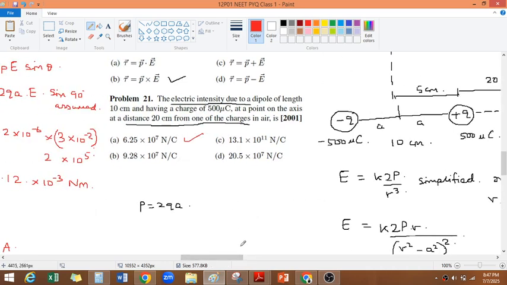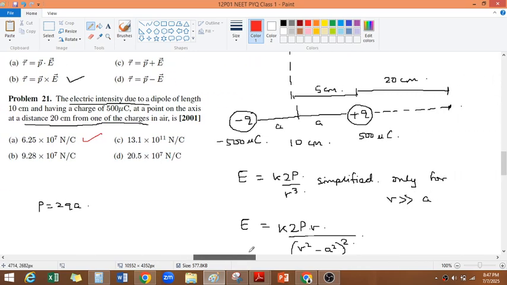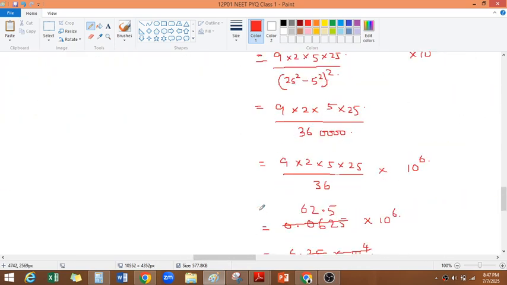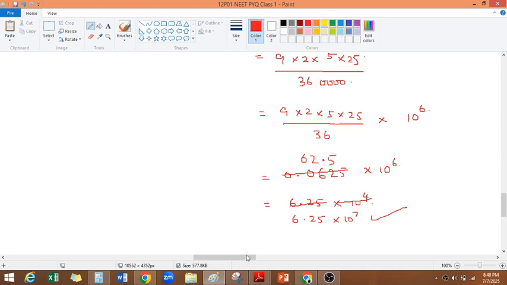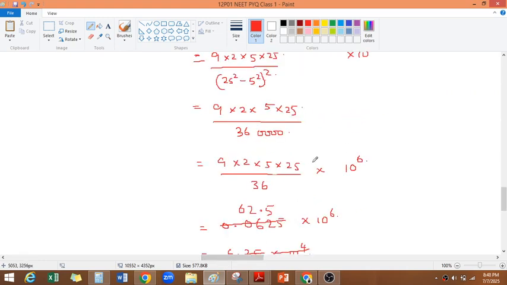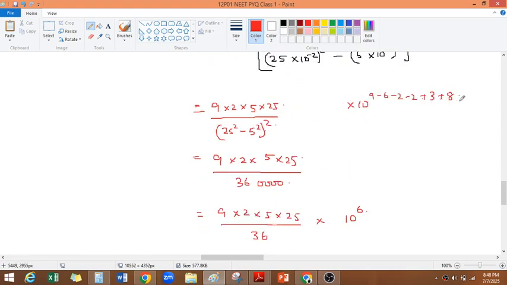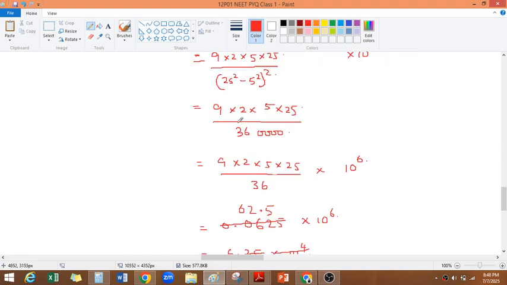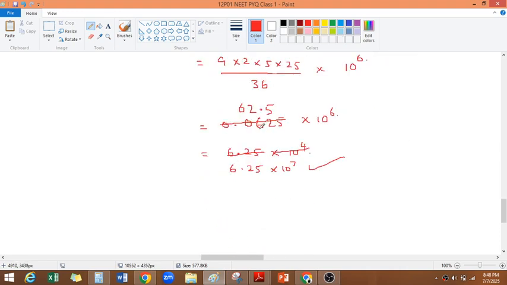Okay, that's why I say keep the 10 powers separately. It's a very very easy thing. I have seen many students getting confused a lot, bringing this here and doing all the things you should not do. So don't do such things. Keep the 10 powers separate and simplify this and you'll get the answer very easily.